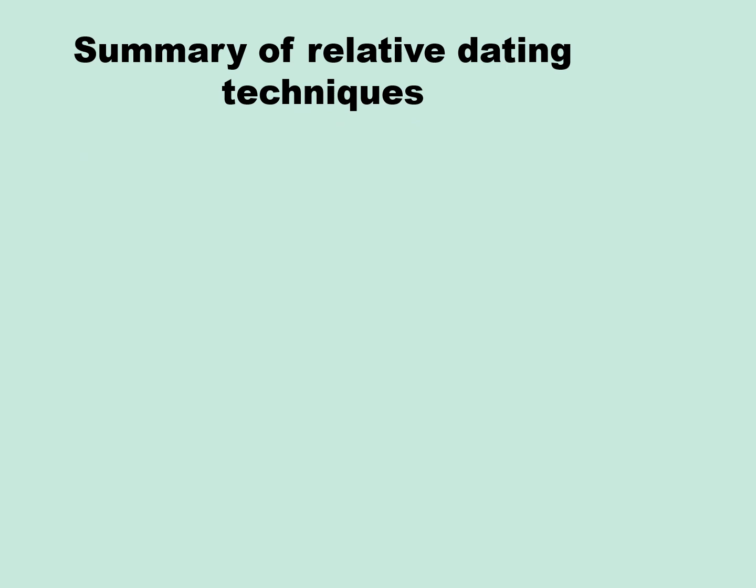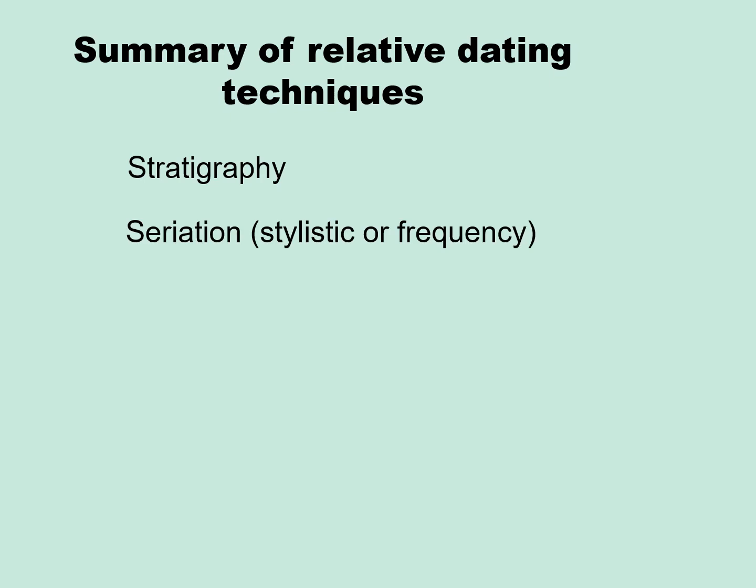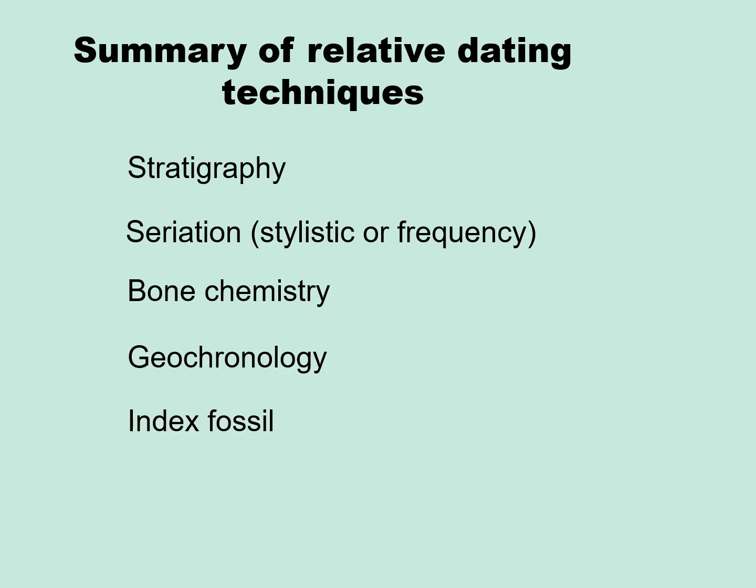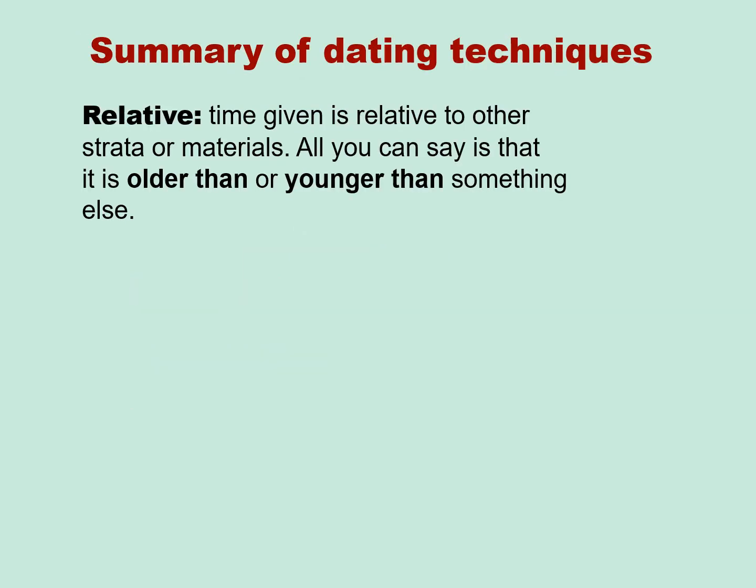So to summarize the relative dating techniques, I talked about stratigraphy, seriation, two types of seriation, stylistic seriation or frequency seriation, bone chemistry analysis, geochronology, and the index fossil concept. Remember, relative dating refers to a time that is given that is only relative to other strata, layers, or materials. You can't give an actual year. All you can say is that it is older than or younger than something else.